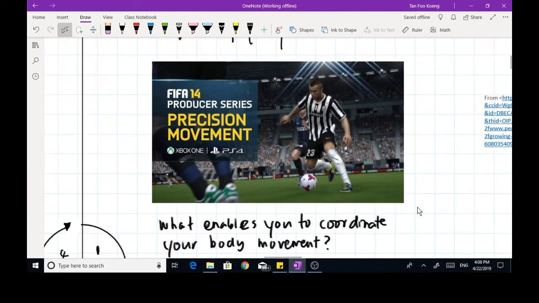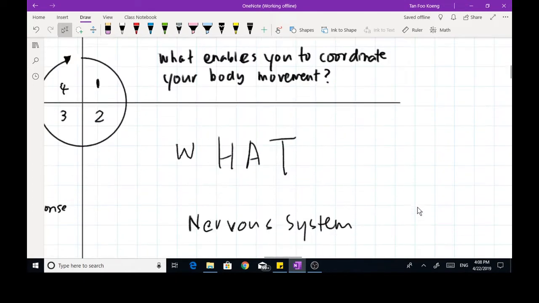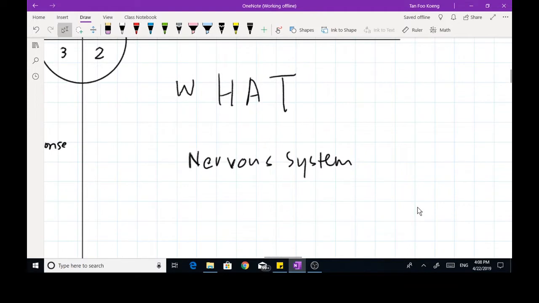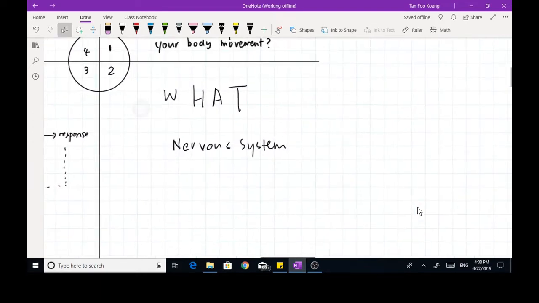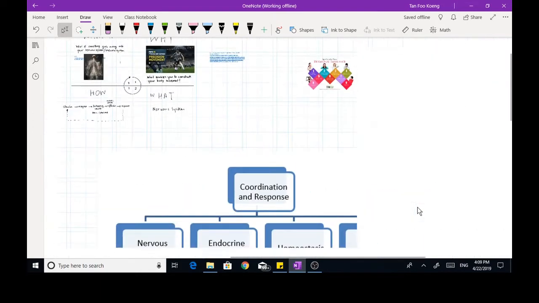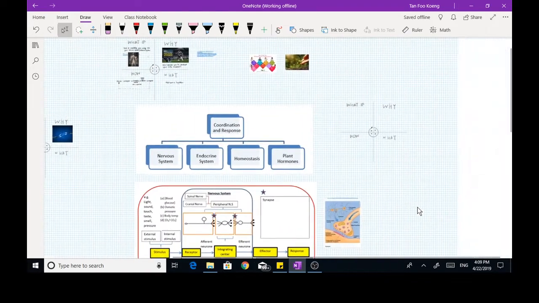Let's look at this picture. Now let me ask you, how do you make movement and how do you coordinate your body movement so that you are able to make the precise movement? Now, so your answer could be this, am I right? Nervous system. It is the nervous system that gives the instruction to your body, to your muscles, that enables you to move. So what is our nervous system actually? What makes up the nervous system? Perhaps we should look at this mind map.